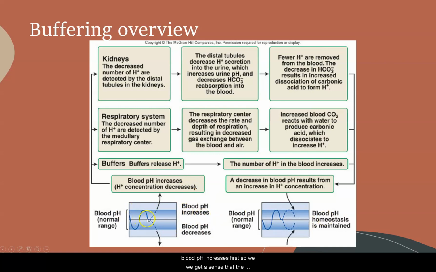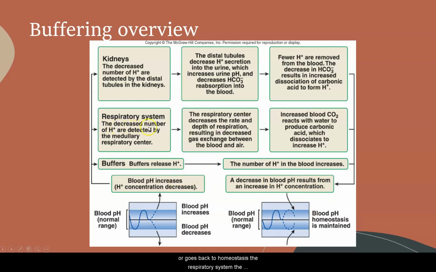So we get a sense that the blood pH is increasing, and that means that the concentrations of protons have decreased, right? Because we are increasing the pH. We're getting more basic. So this is something that sometimes gets confusing. When you're increasing pH, you're decreasing proton concentration. So you're getting more basic. What happens? Well, buffers will then release protons. Then the number of protons in the blood increases. A decrease in the blood pH, more acidic results, and blood maintains or goes back to homeostasis.